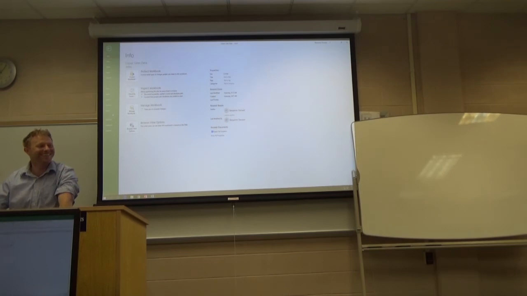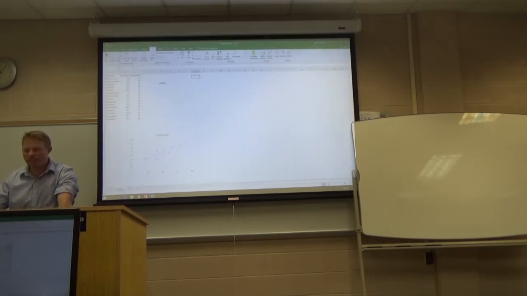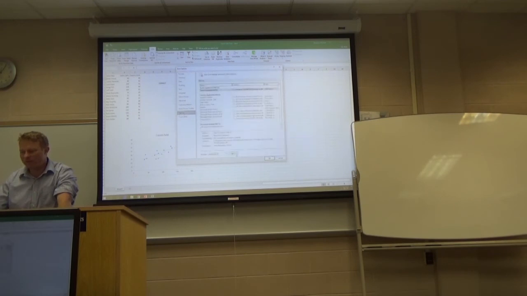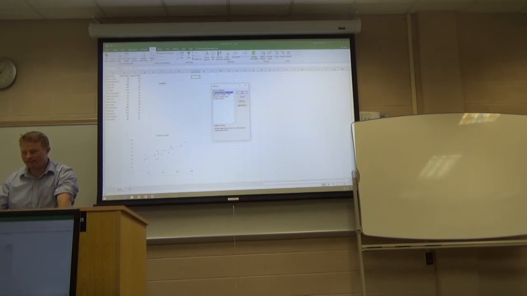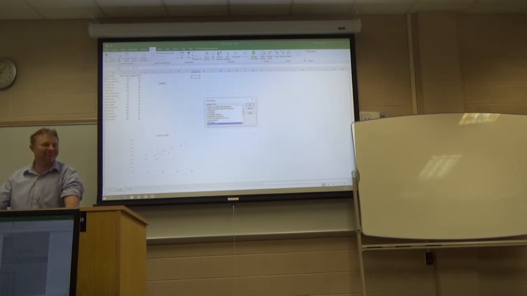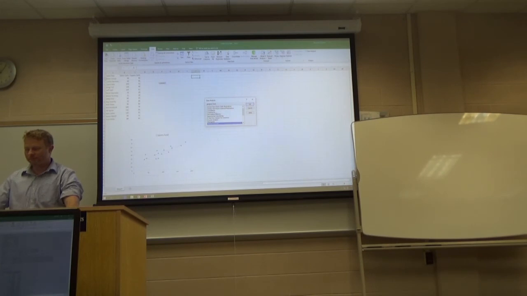What do you do now? File, options, add-ins. And then you click Go, and you click the first little box, Analysis ToolPak. Okay. And now what do I have over here on the right? Are you under data? Mine's over there. So how do we do it from here? Okay, then you click that. And then you go to correlation. There you go. You say okay.